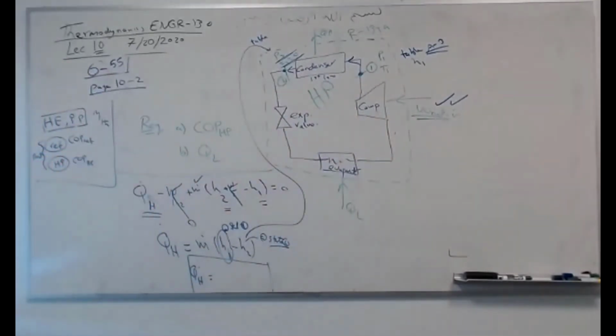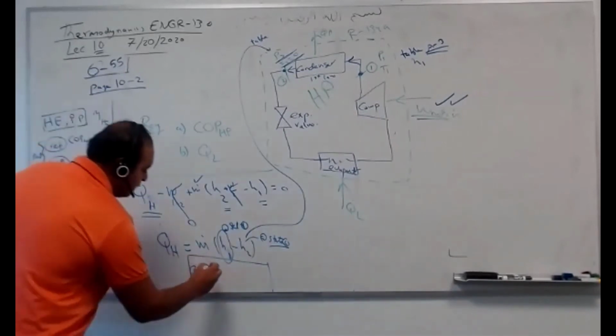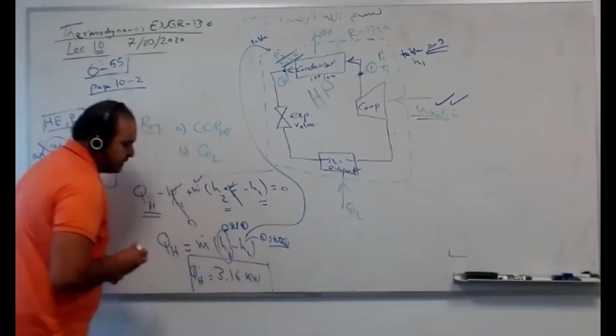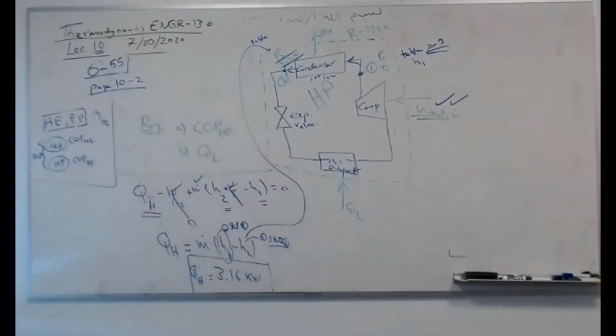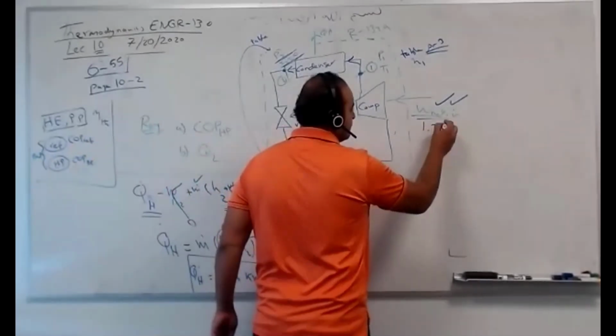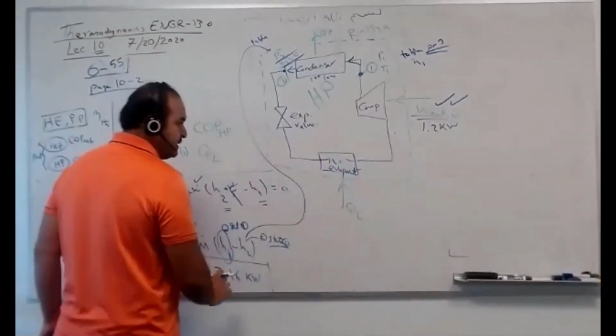Q high was 3.16 kilowatt. Definitely Q high must be greater than work. The work was 1.2 kilowatt. This is 1.2 kilowatt, 3.16.